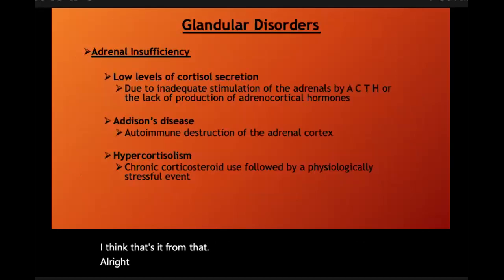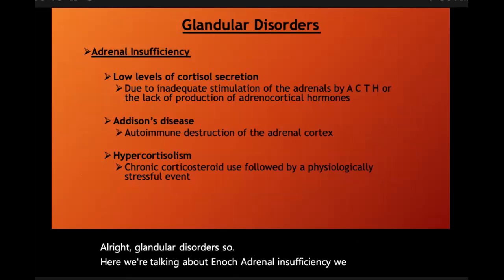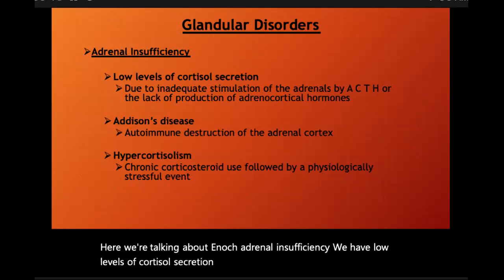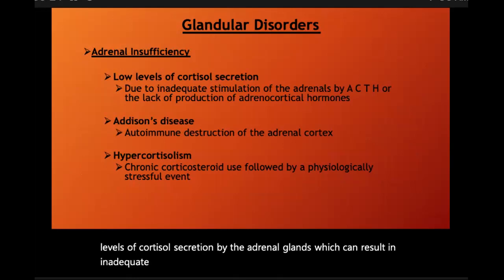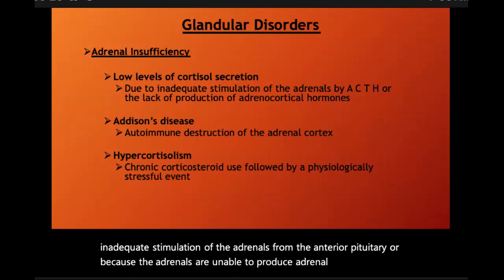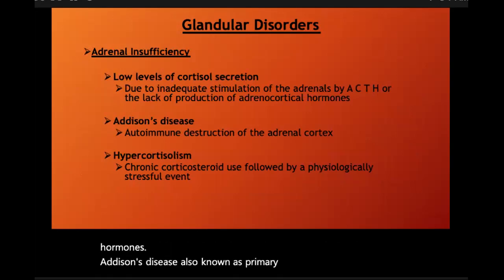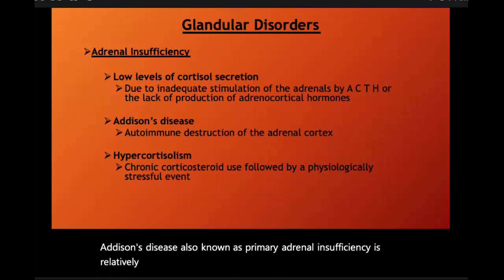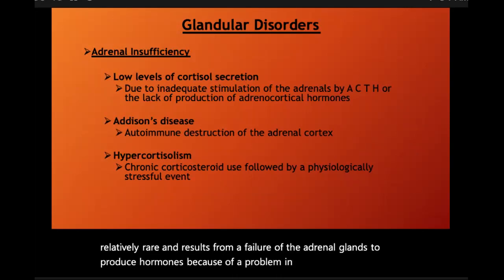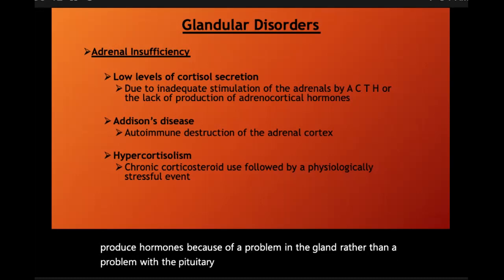All right, glandular disorders. So here we're talking about adrenal insufficiency. We have low levels of cortisol secretion by the adrenal glands, which can result in inadequate stimulation of the adrenals from the anterior pituitary, or because the adrenals are unable to produce adrenocortical hormones. Addison's disease, also known as primary adrenal insufficiency, is relatively rare and results from a failure of the adrenal glands to produce hormones because of a problem in the gland rather than a problem with the pituitary or ACTH production.